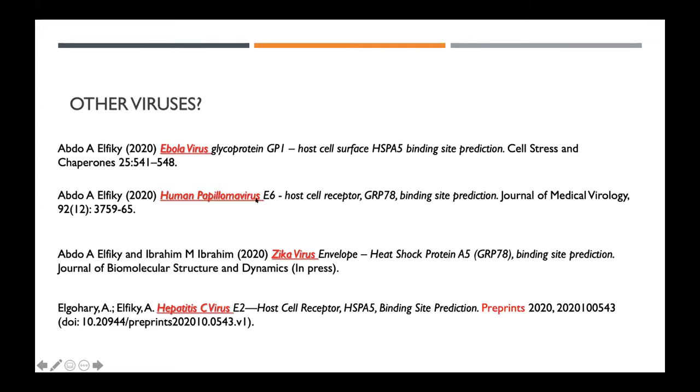And for the human papillomavirus E6, this is a protein that is synthesized inside the host cell. It is mentioned in the review and other papers that E6 is stabilized by heat shock proteins, but how this interaction occurs is not mentioned. So I use a prediction to check the binding site between the E6 and the GRP78. This is also done for the Zika virus and hepatitis C virus E2. So I just make a prediction of the binding site, based on experimental data that was published.